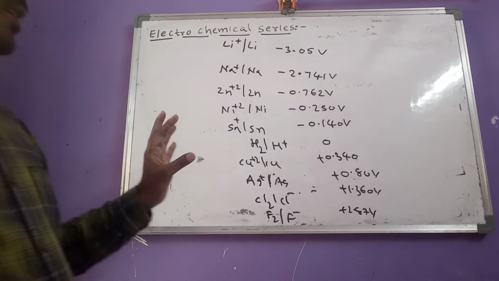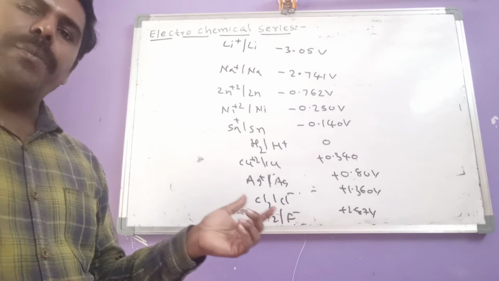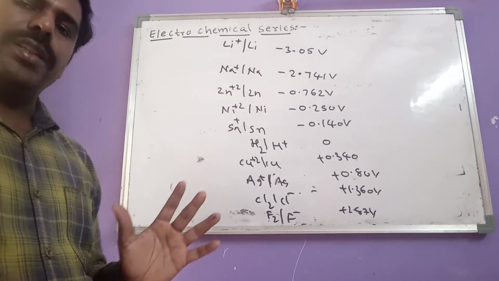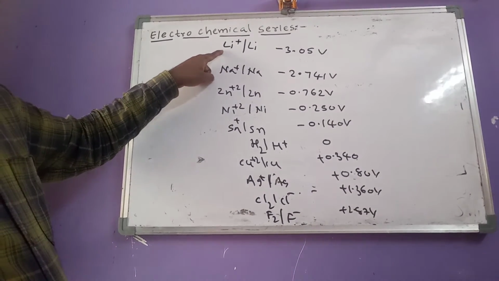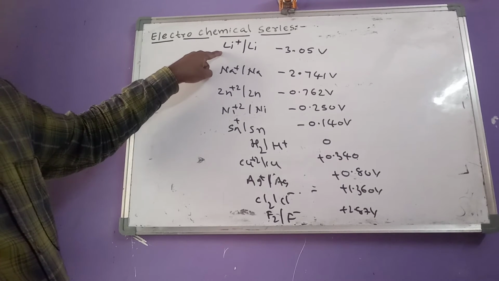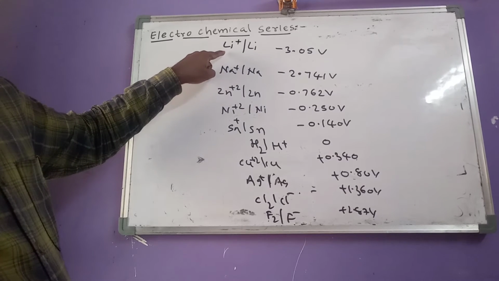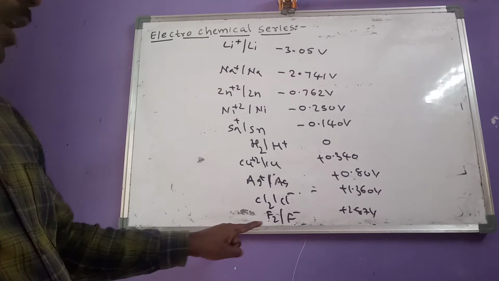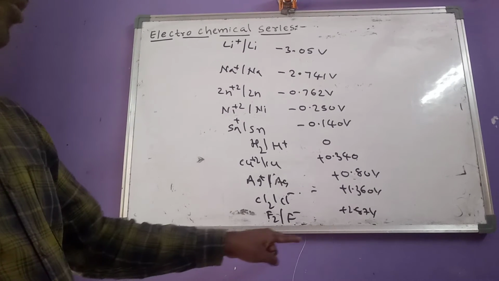So what are the different types of questions we get from electrochemical series? So let us see what are the types of questions. The first one, the electrode which occupies top of the electrochemical series. So what is that? Lithium electrode occupies top of the electrochemical series. Bottom position is occupied by fluorine electrode.